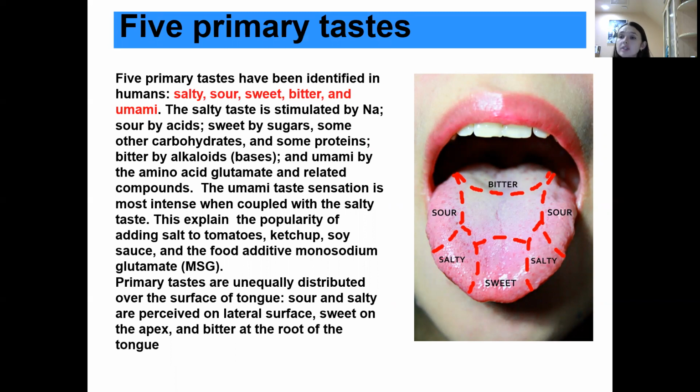In this picture, you could see the localization of these tastes. Bitter is located more on the root of the tongue. Sour will be located on the lateral part of the tongue, the same as salty, and sweet on the apex of the tongue. Umami will be located on the center of the tongue.